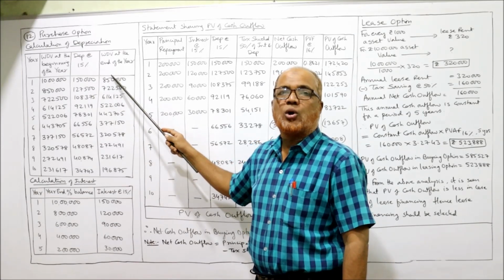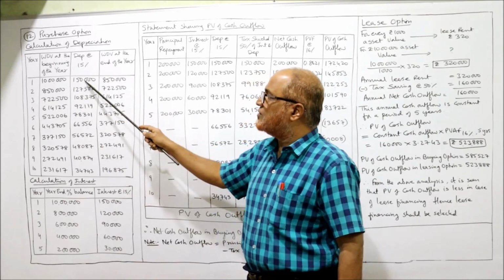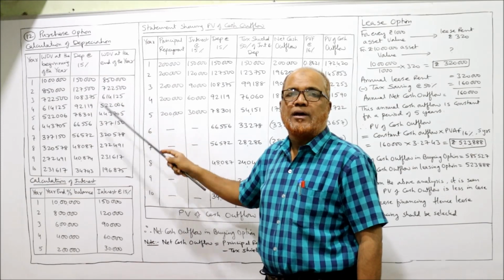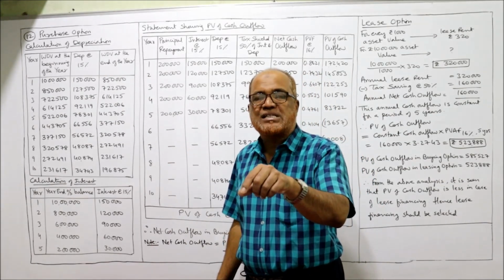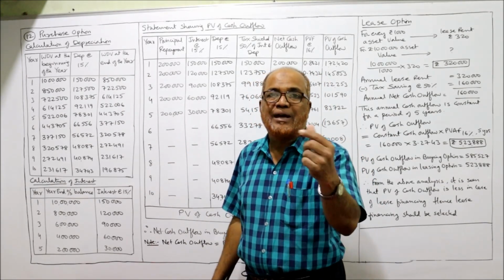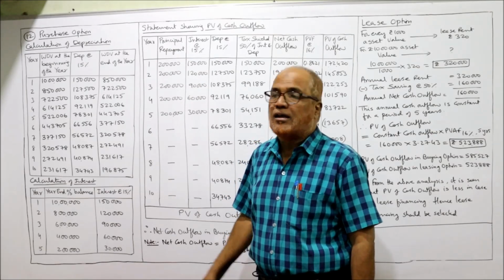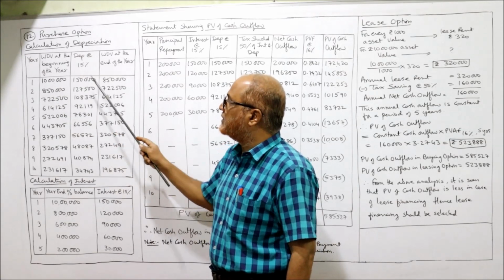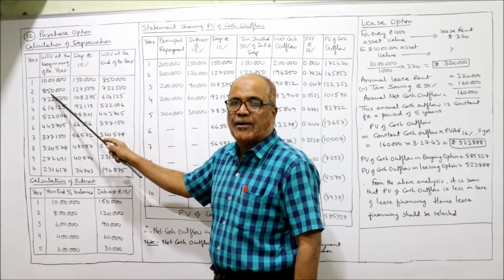Now what is the WDV closing? So 10 lakh minus 1,50,000, 8,50,000 is the WDV at the end of the year. The WDV at the end of the first year will become the WDV at the beginning of the second year. So second year beginning the WDV is 8,50,000. This 8,50,000 is written here.